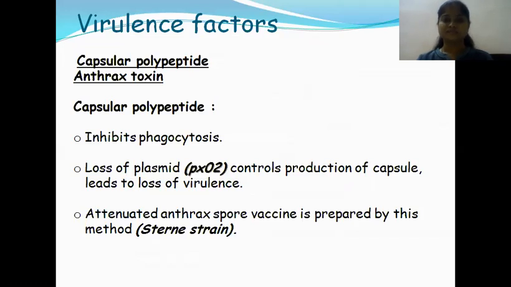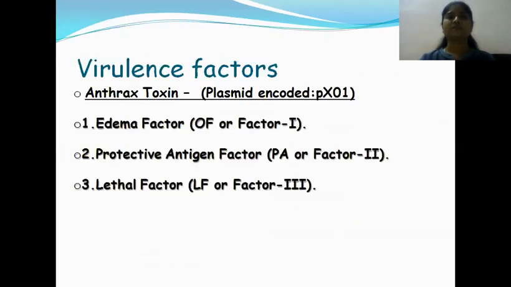On this basis, a spore vaccine is produced, which is an attenuated spore vaccine. This strain is called the Sterne strain. Next, we have the anthrax toxin. This toxin is also plasmid encoded.